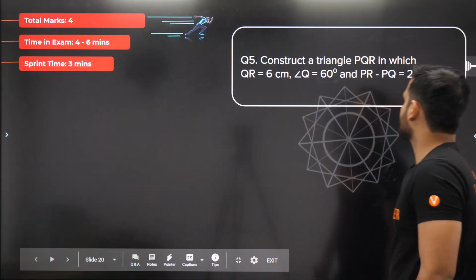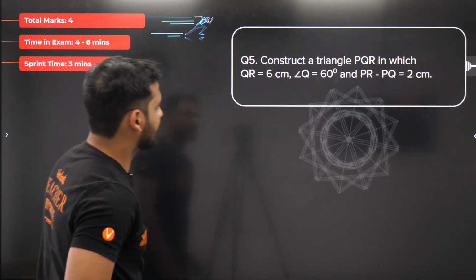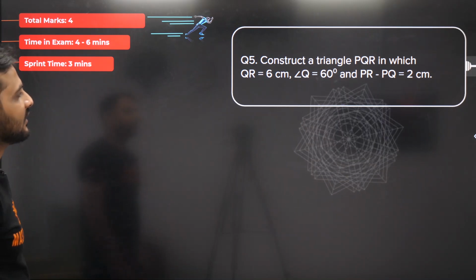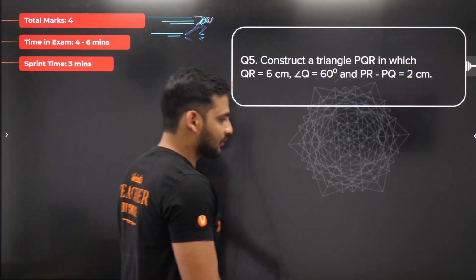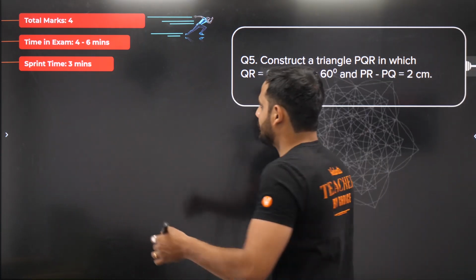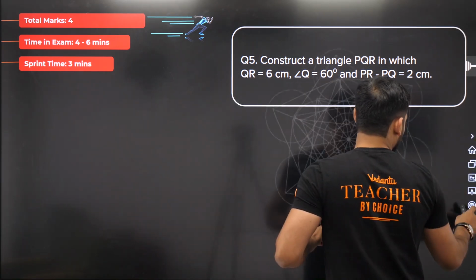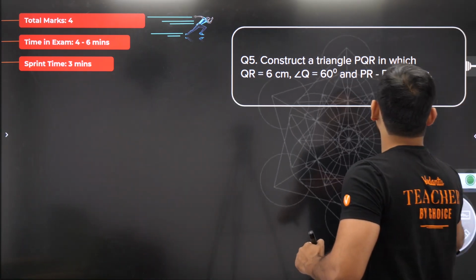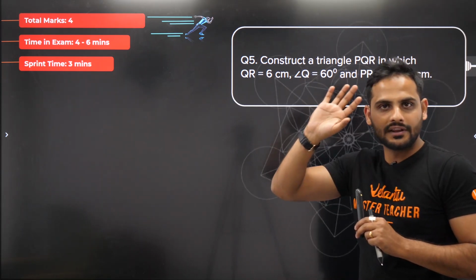Question number 5. Consider a triangle PQR in which QR is equal to 6 centimeters, angle Q is equal to 60 degrees, and PR minus PQ is 2 centimeters. Now, children, for this I want you to know one thing. Suppose I have given you a triangle to draw. In these kinds of questions, you will be given one line, one angle, and the difference between the other two lines.